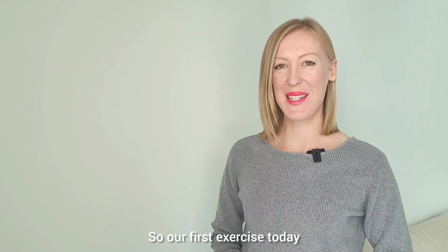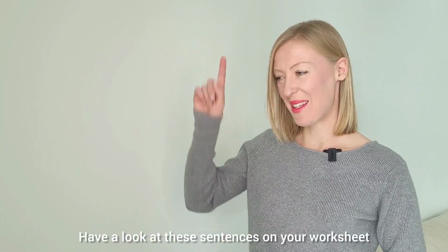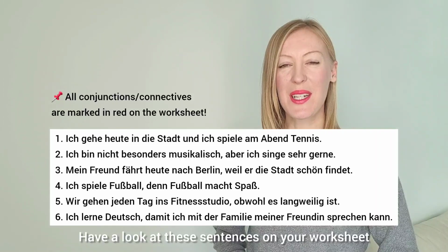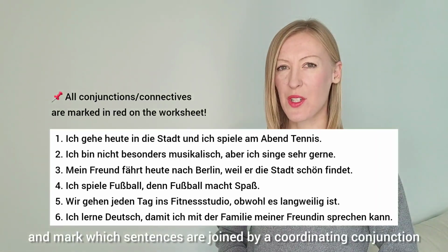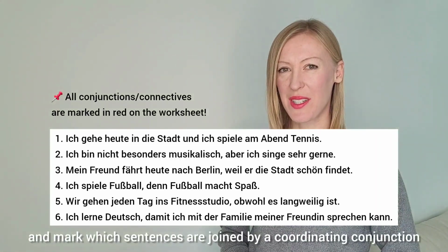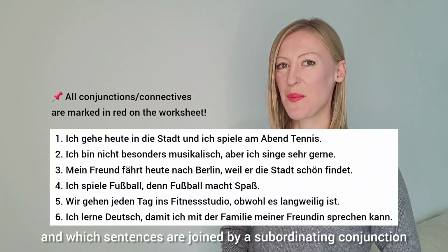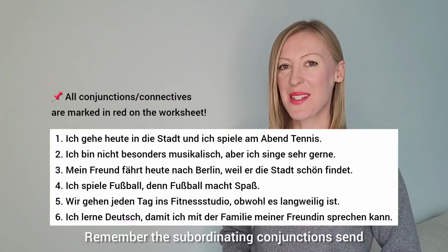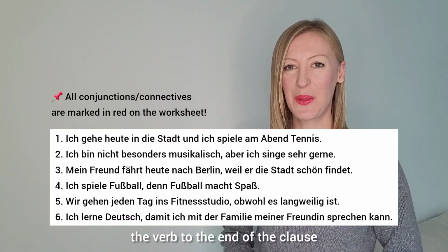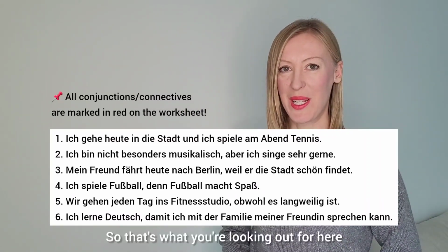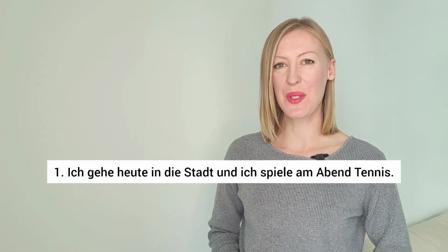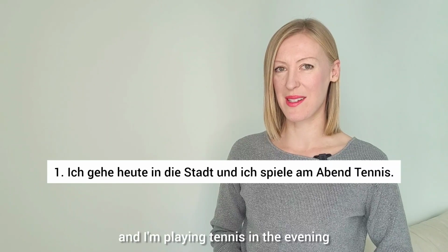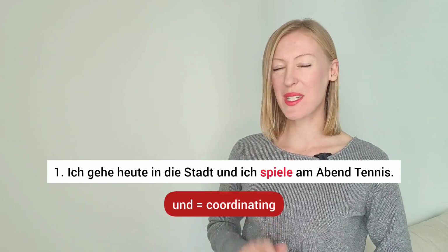So our first exercise today, have a look at these sentences on your worksheet and mark which sentences are joined by a coordinating conjunction and which sentences are joined by a subordinating conjunction. Remember, the subordinating conjunctions send the verb to the end of the clause, so that's what you're looking out for here. Nummer 1. Ich gehe heute in die Stadt und ich spiele am Abend Tennis. Coordinating und is coordinating.